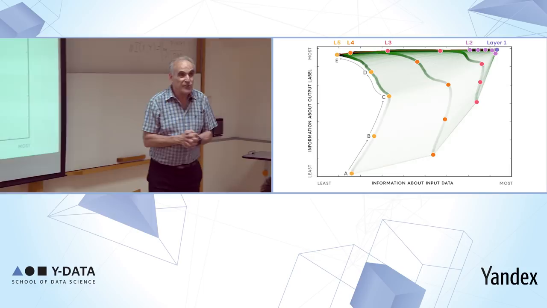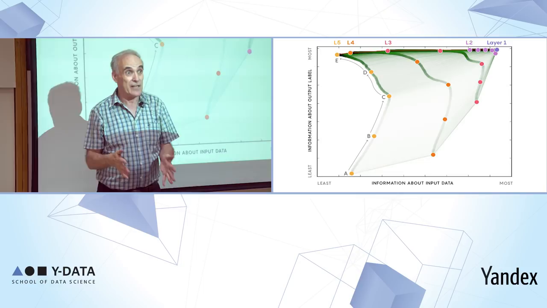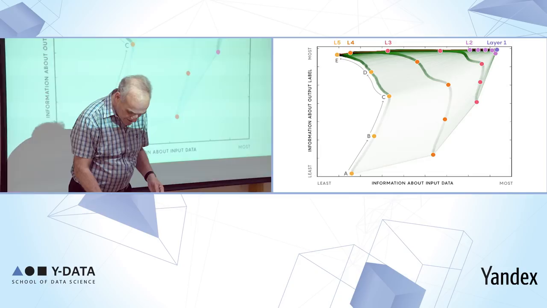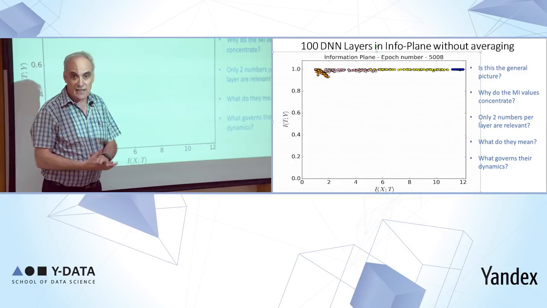So I want to understand this picture. And actually, I argue that there is a lot to understand here. I mean, what's going on? So the first question, of course, is: is this the general picture? Is this something you see in all the networks? I say that it is, yes.